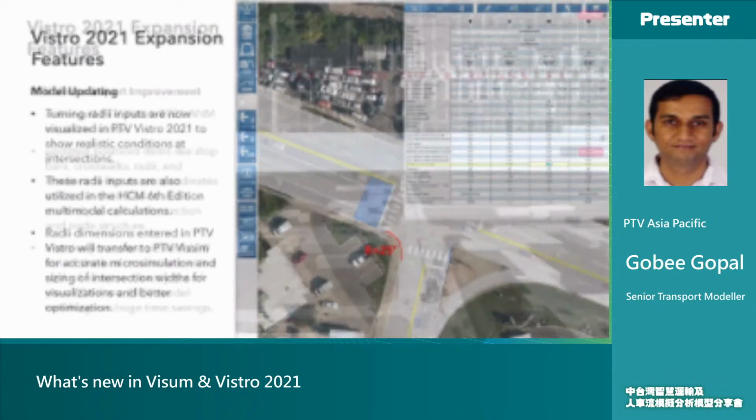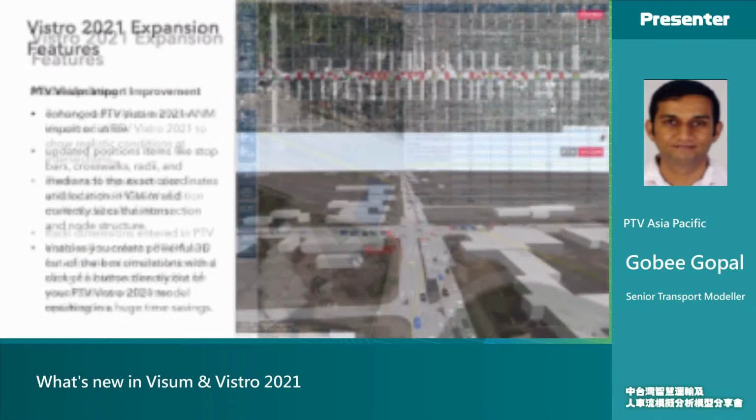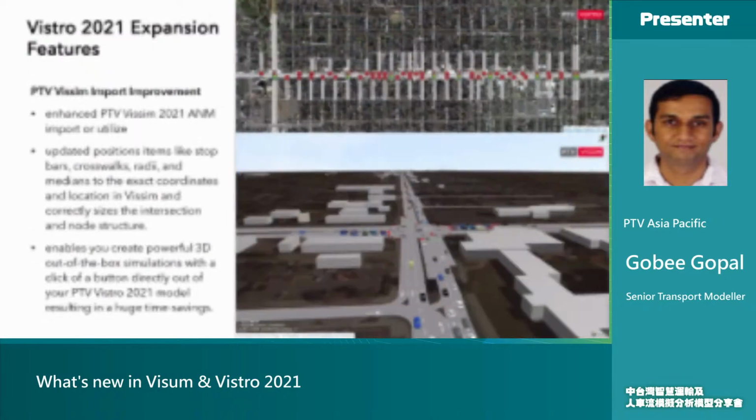The next feature added is PTV Visum import improvement. So you have a Vistro model, and if you want to simulate individual vehicles, you can export to Visum. So you don't need to build the network again in Visum. With the click of a button, the Vistro network will be in Visum and you can run your simulation.